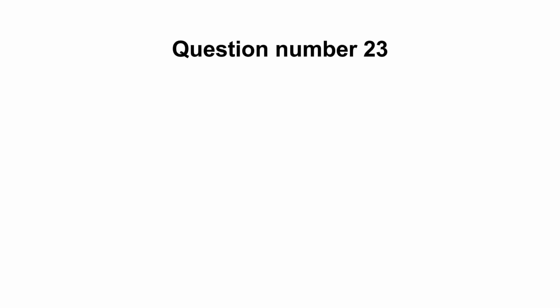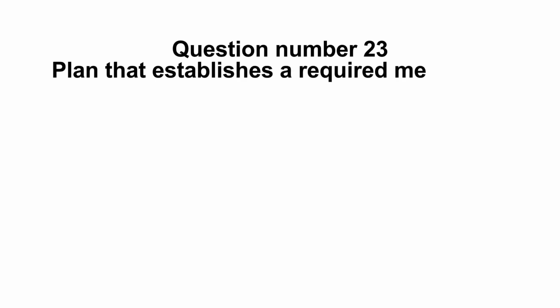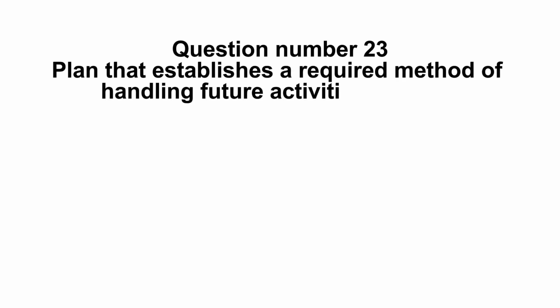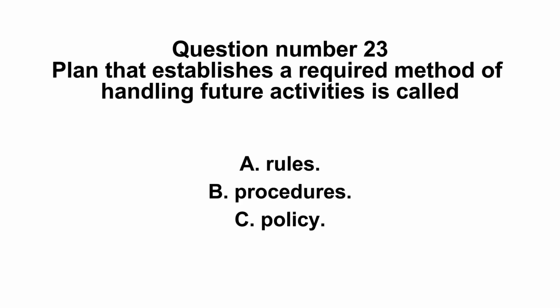Question number 23. Plan that establishes a required method of handling future activities is called A. Rules. B. Procedures. C. Policy. D. Methods. And the correct answer is B.